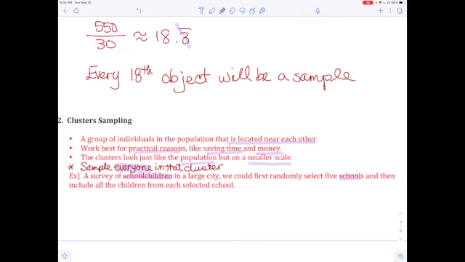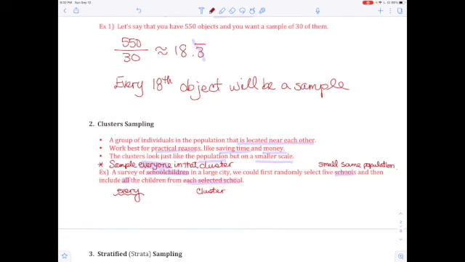And then it saves money and time because you don't have to run around, and then it includes all the children from each selected school. Each selected school, that's your cluster. So let me put that down. And then you have this small population. So don't forget all the keywords. Small, same population, all is the same thing as every, and each selected school is each cluster. So that is cluster sampling.